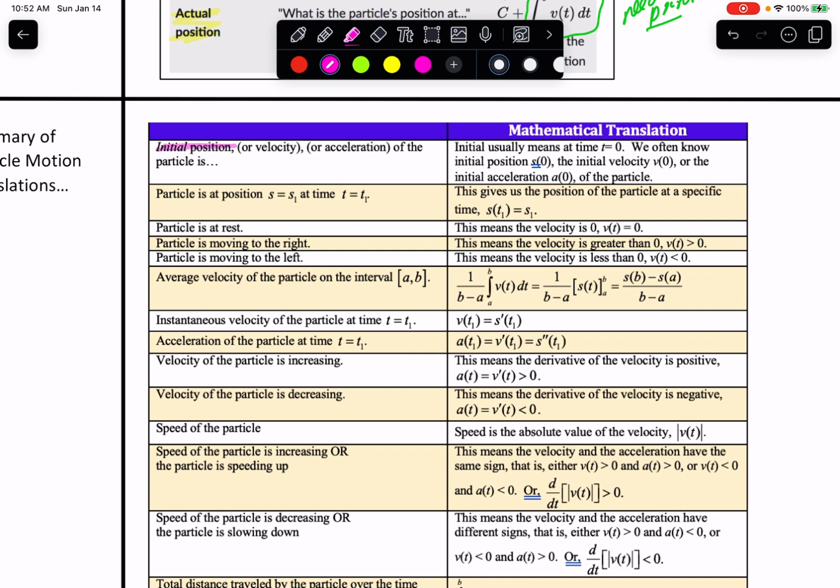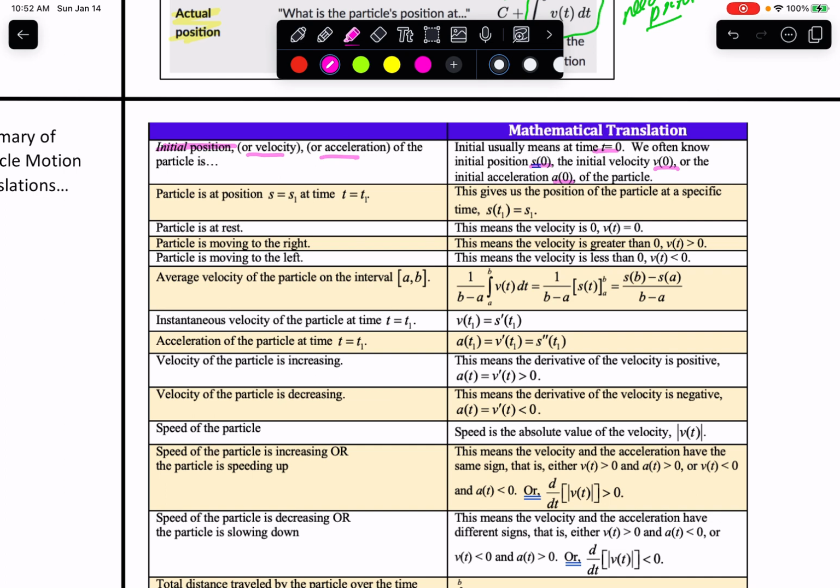Initial position. Okay, so if you start at the initial position, or you could start with velocity or acceleration, then it's at t equals 0. So if they say initial, it means t equals 0. If it's position, it's s of 0, a of 0, or v of 0, right? So time is 0 in that case. So that's what initial position means.